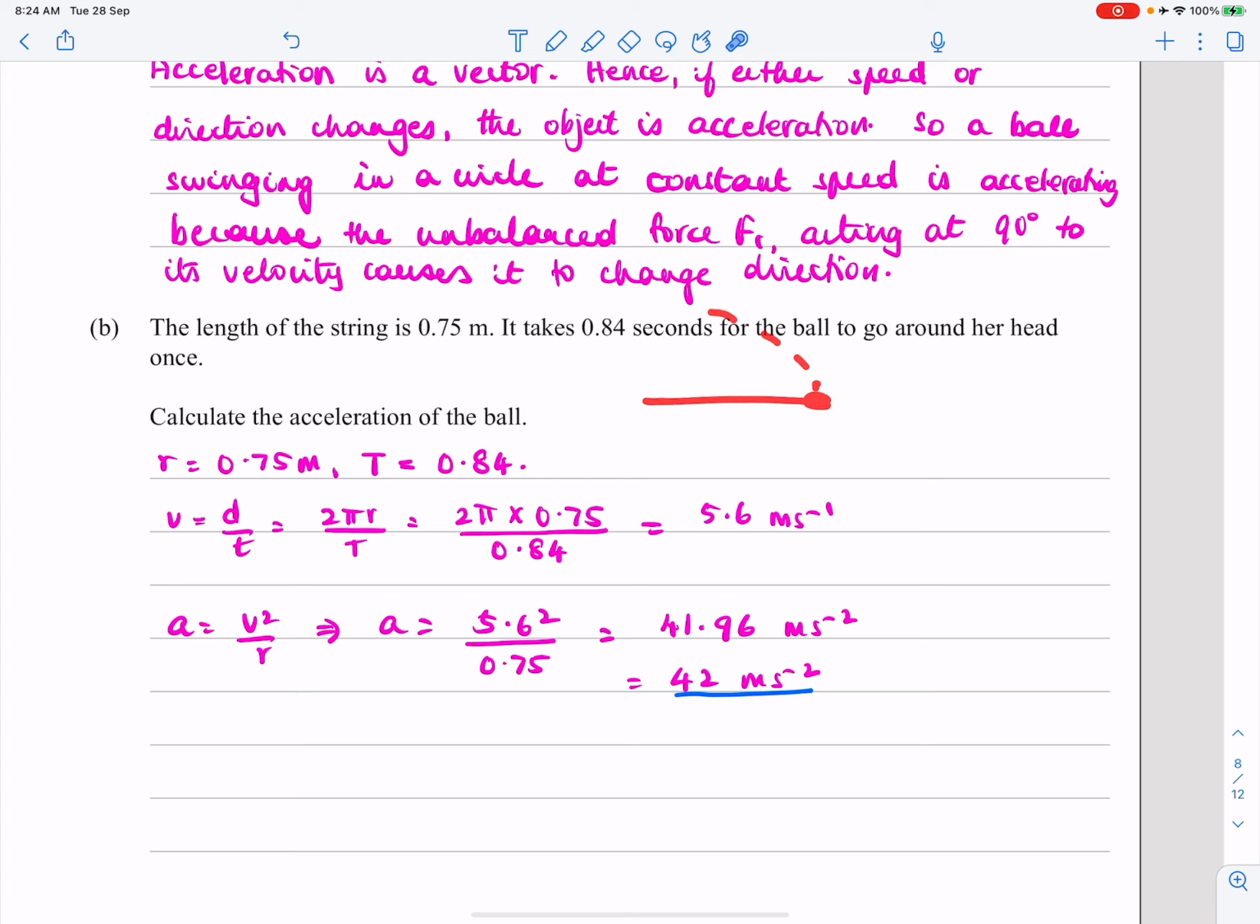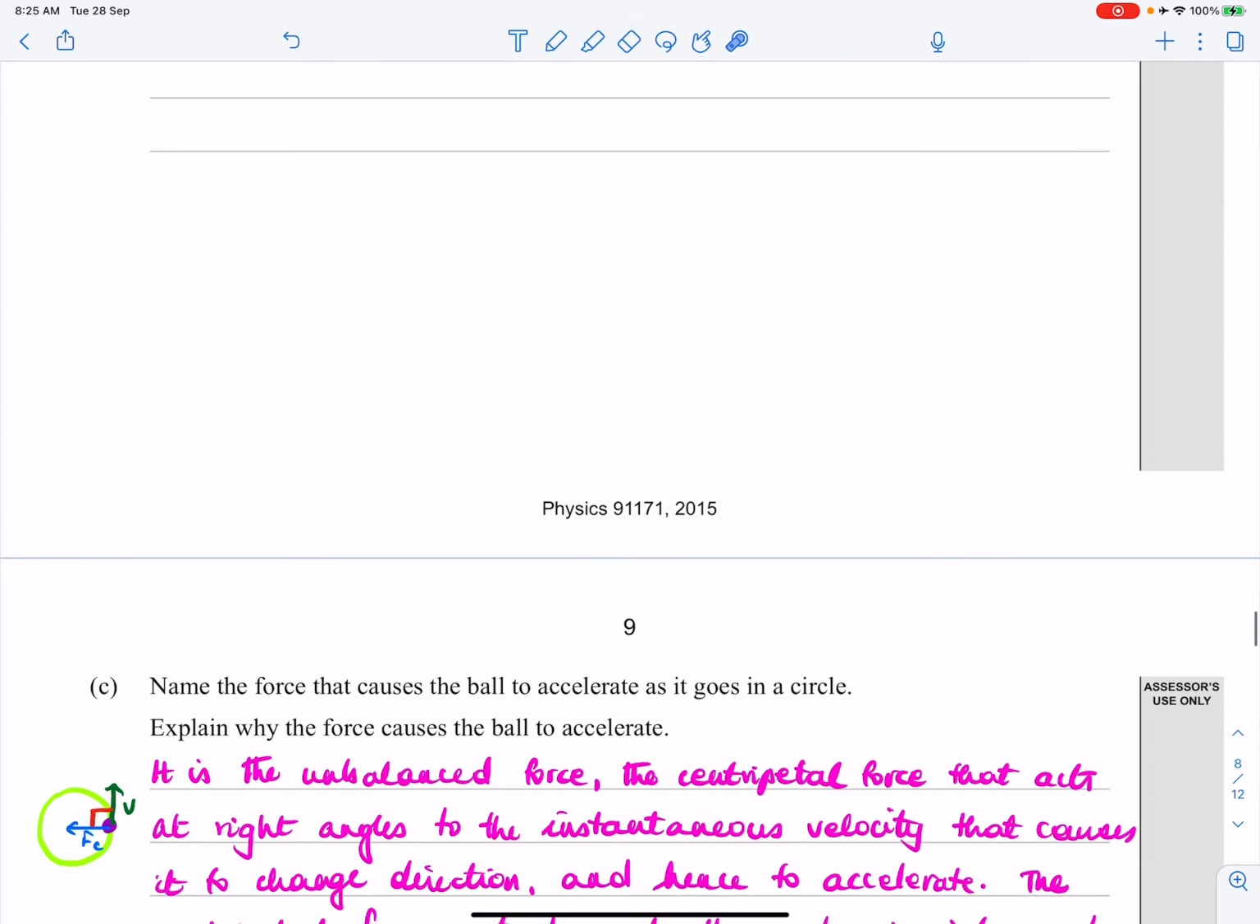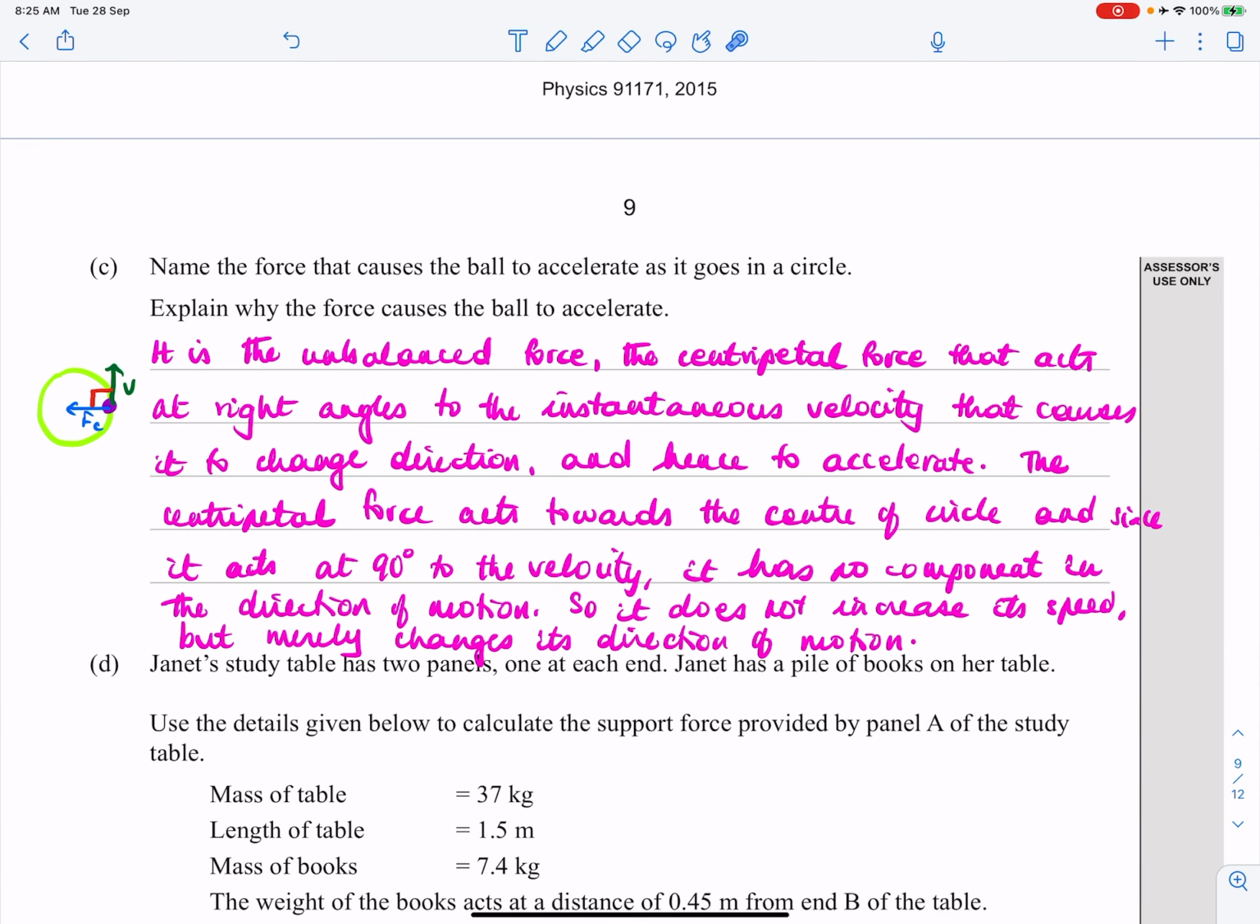So if you've got a string with a ball going around, that's the radius. Okay, and the time taken for it to go around the circle once is 0.84 seconds. So you need to have v equals d over t, but the distance around a circle is 2 pi r over t, time taken to go around the circle once. So you get your v, and then you get your acceleration by using v squared over r, and you get your answer.